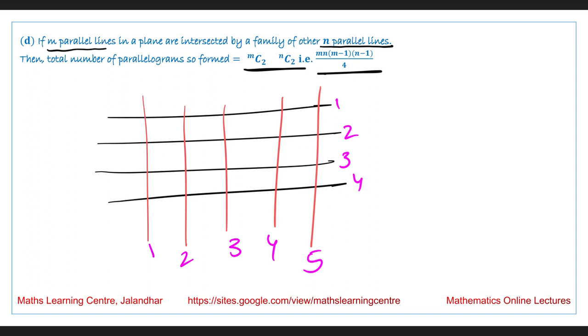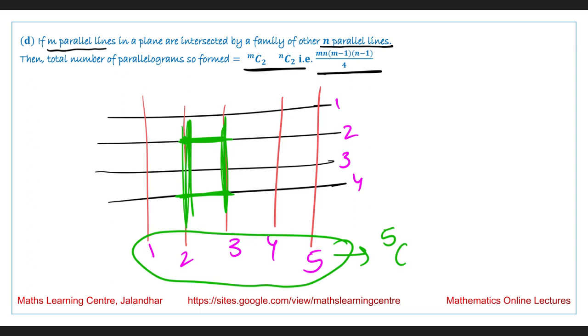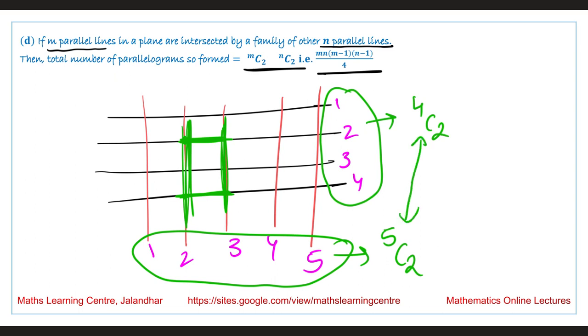Now if we want to construct a parallelogram, suppose I am choosing line number 2 and line number 4, then line number 3 and line number 2. It means out of these 5 lines, if I choose 2 lines, and out of these 4 lines, I choose 2 lines, I will obtain a parallelogram. So the total number of parallelograms formed will be mC2 into nC2. That is, 2 lines we have to choose from the set of n parallel lines and 2 lines from the set of m parallel lines. So these are the total number of parallelograms we can form.